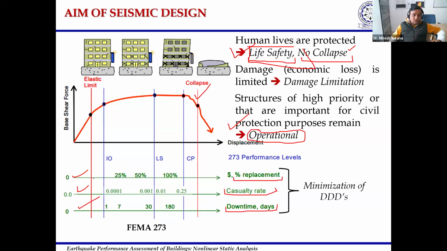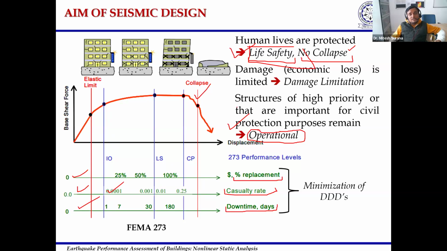So if we see, let's say at immediate occupancy, because the building will just start initiating cracking and all those things, there we expect a lesser amount of replacement cost that we need to involve in the repair of these types of cracks. Similarly, we have less chance that there can be any casualty when the building is experiencing IO limit state, and it can be easily occupied after minor repairs, so there will be less downtime.